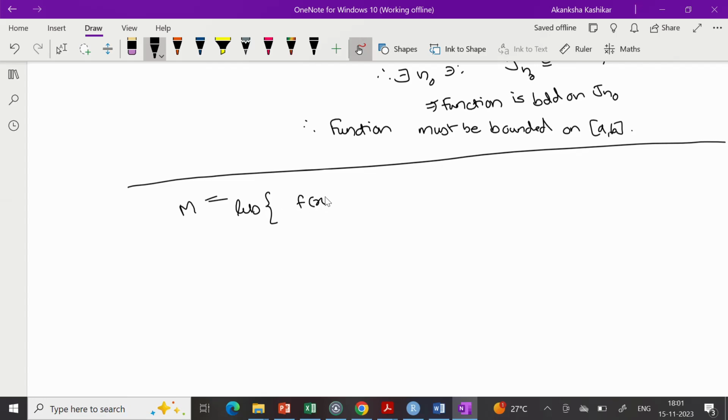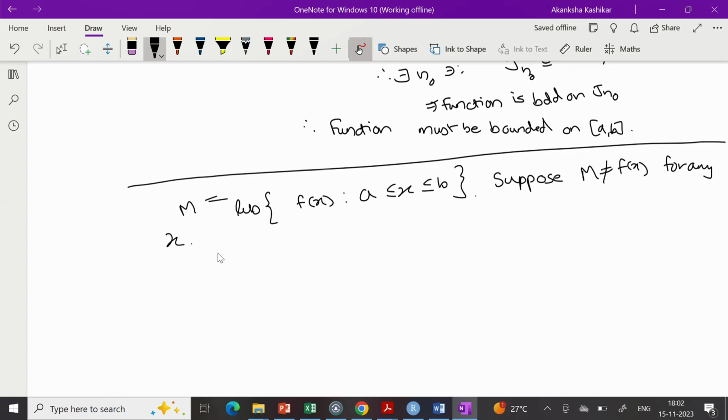So M is the LUB of the set of all f(x) such that a is less than or equal to x is less than or equal to b. We want to prove that this M is attained, meaning M is actually f(x) for some x. Now suppose it doesn't happen. So suppose M is not equal to f(x) for any x.